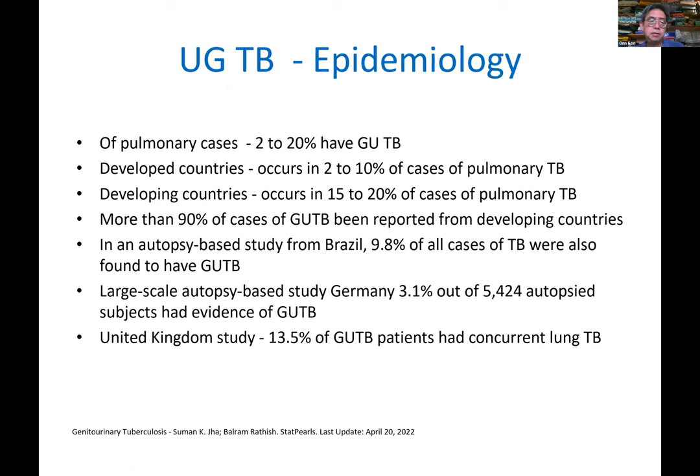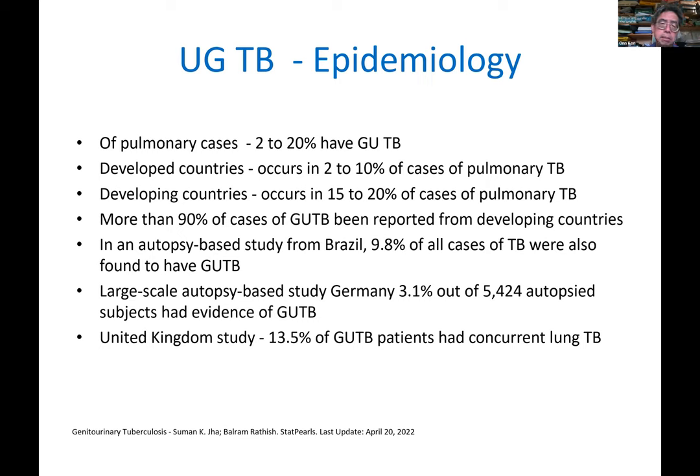So some epidemiology first. In terms of GU or UGTB, what percentage of people with pulmonary disease will have GUTB? That varies depending on where you work and where you live. In developed countries, this is a lower percentage: about 2 to 10% of people with pulmonary TB will have urogenital TB. In developing countries, this is a higher proportion: we think up to 20% may have urogenital involvement. And given the great predominance in the global incidence of TB, it is not surprising that 90% of these cases are coming from developing countries.